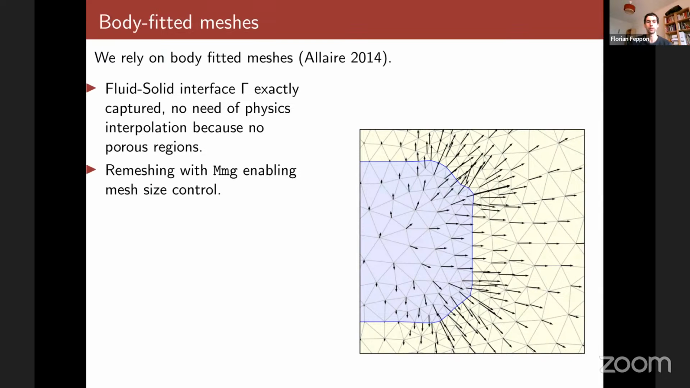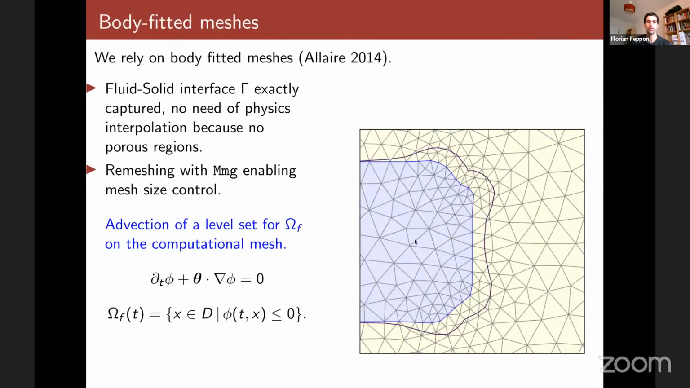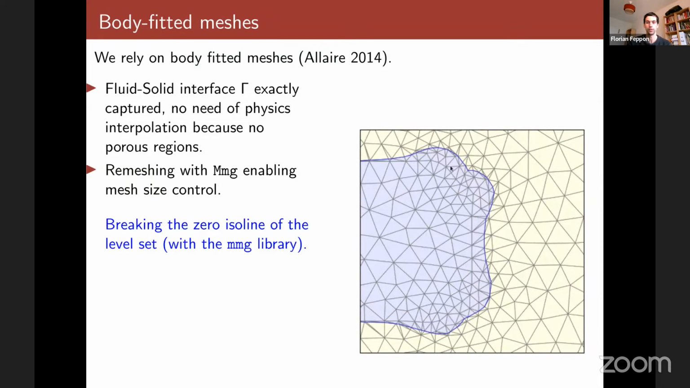We remesh with the open source library MMG, and the algorithm works like this. If we have a descent direction, represented by a vector field on the mesh, we start by computing a level set whose zero iso-value matches exactly the interface of the fluid and the solid region. We advect this level set on this computational mesh by solving the advection equation, and now we know implicitly the new domain. We can discretize the zero isoline of the level set.